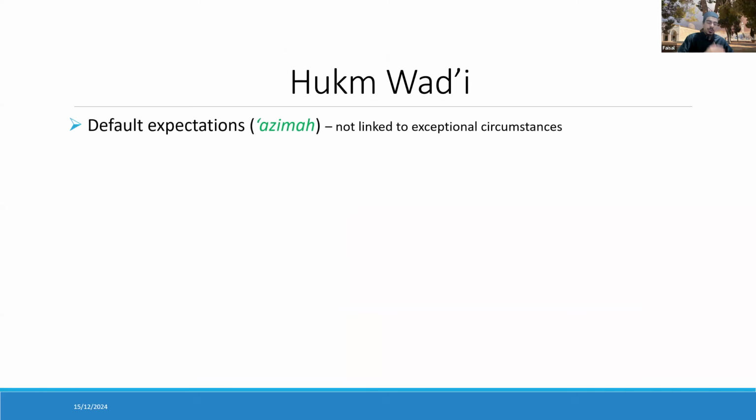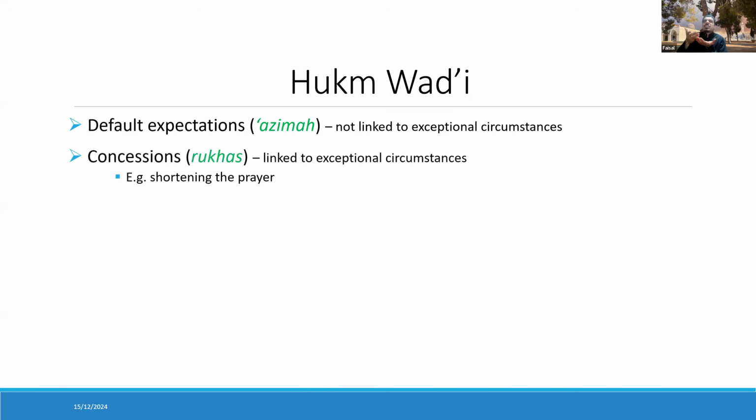Now we've covered most of the Ahkam Wad'i. Now we just have two left, which is azima and rukhsah. And these are popular terms. You might have come across this. So the distinction between azima and rukhsah is that azima refers to the default expectation of a legislation, or the default ruling. That's not linked to exceptional circumstances. Rukhsah, on the other hand, they're concessions, and they're linked to exceptional circumstances.